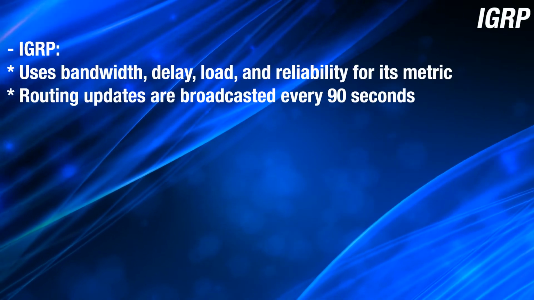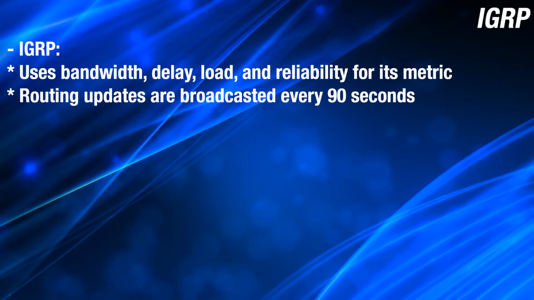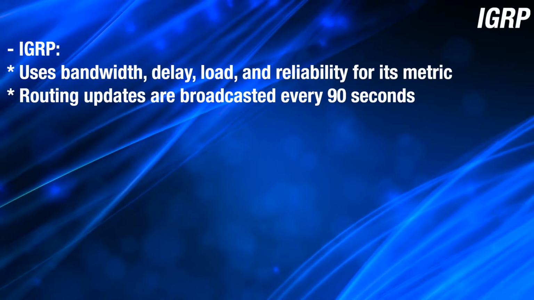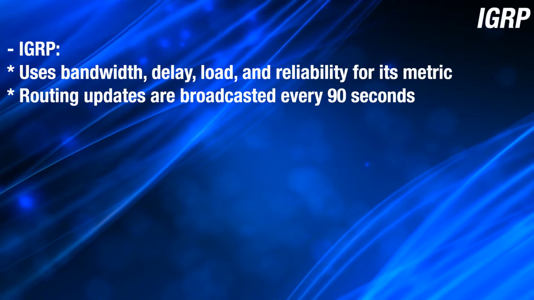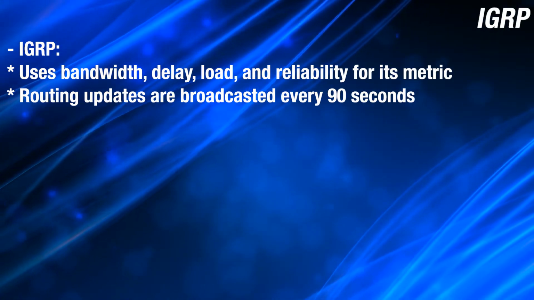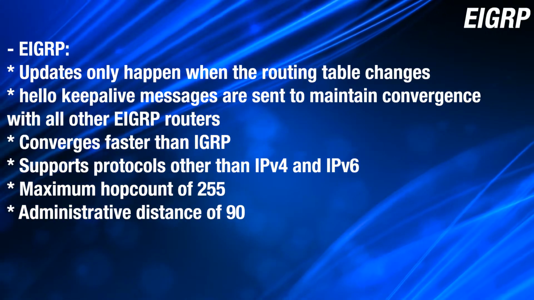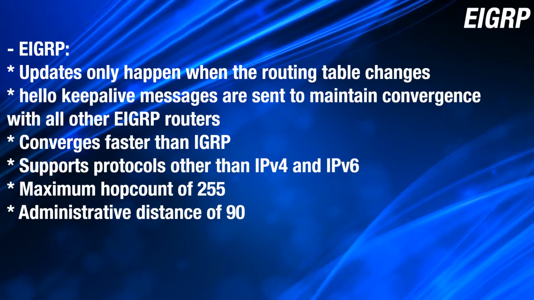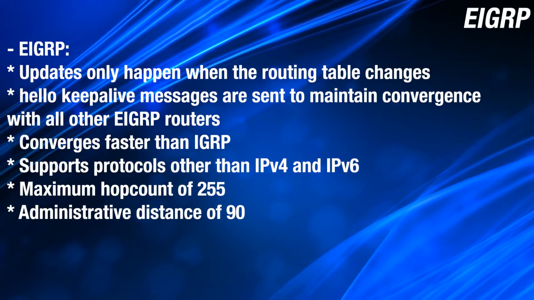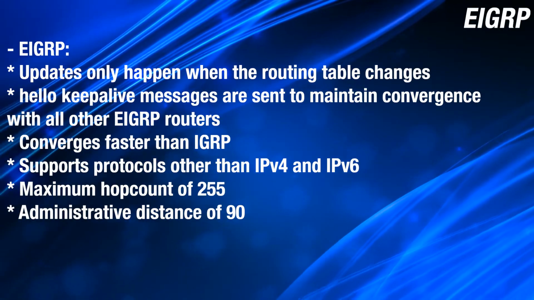IGRP uses bandwidth, delay, load, and reliability to create its metric. Routing updates are broadcast every 90 seconds. With EIGRP, new features and improvements were added. Some of these include bounded triggered updates, where updates only happen when the routing table changes.